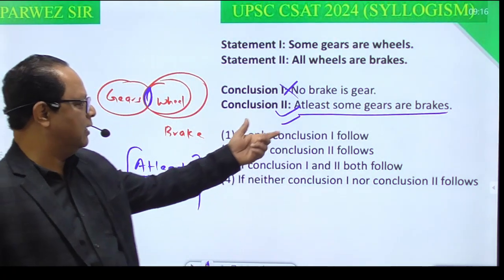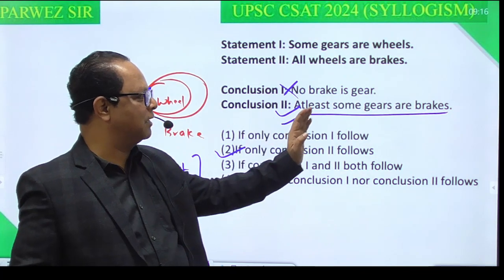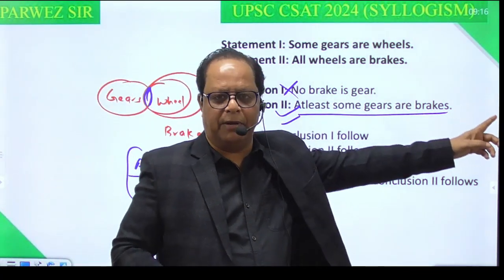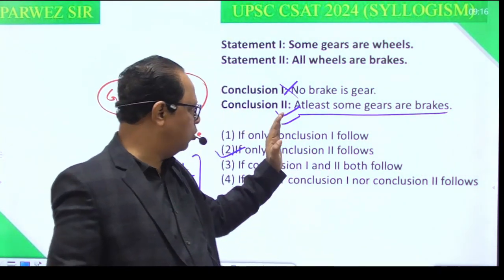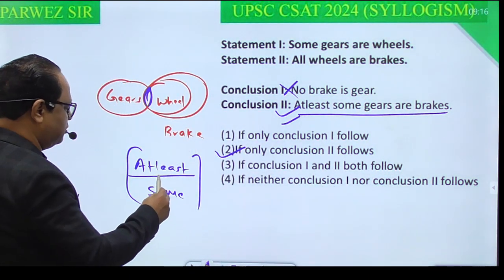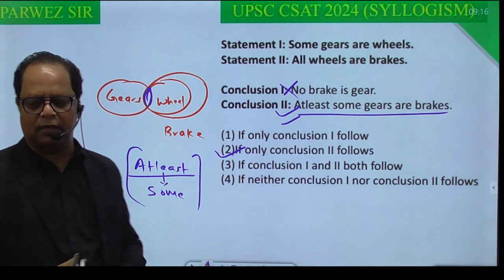That's why here, in the second conclusion, you are finding at least some gears are brakes. We can't say here at least gears are brakes. So at least takes some. Make sure at least is a part of some. Remember, the second option will be right, and this is the right answer.